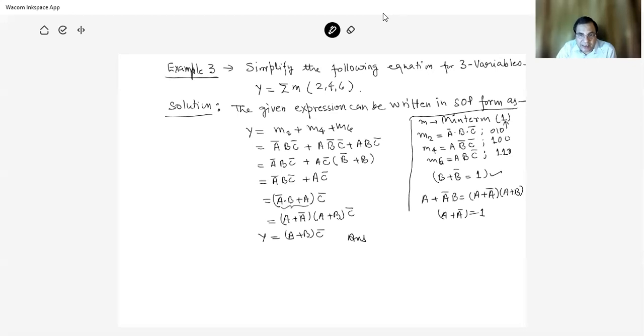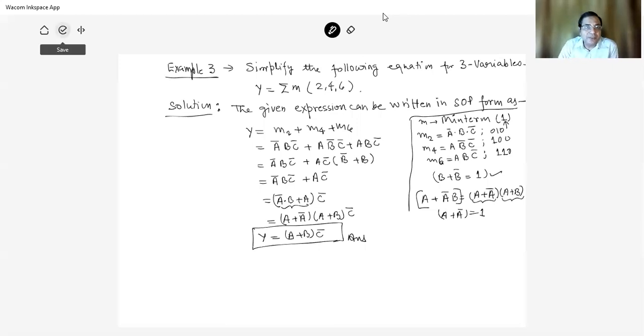This expression, now this is important to understand. This one is the expression A plus A bar B. A plus A bar B can be expressed as A plus A bar, and here A plus B. A plus A bar is 1, so it is A plus B. So this bracket is nothing but A plus B into C bar. So this one is the simplified expression of the given min term.